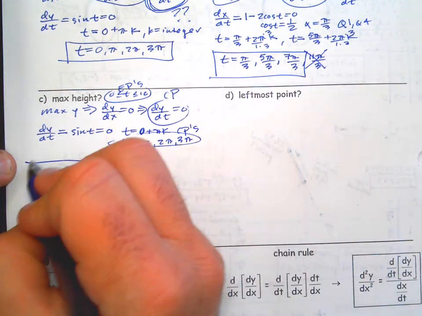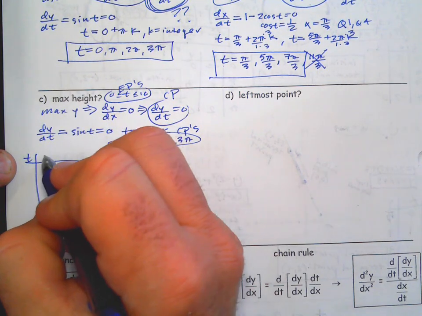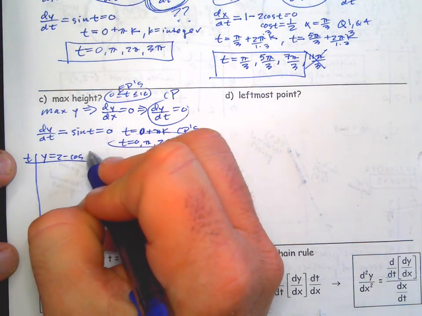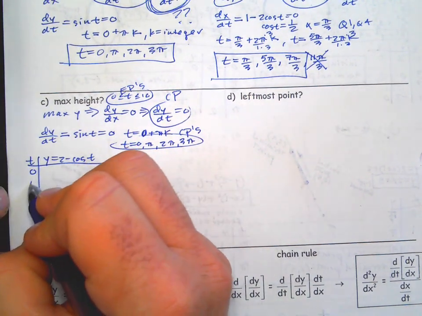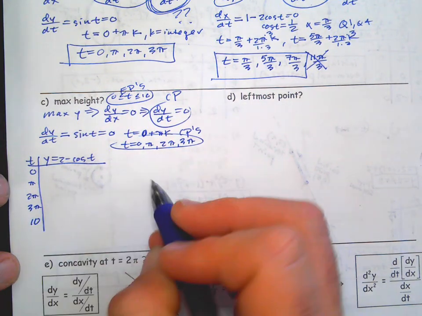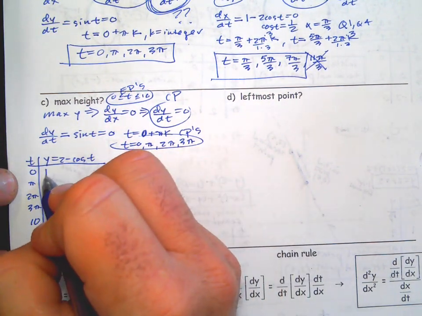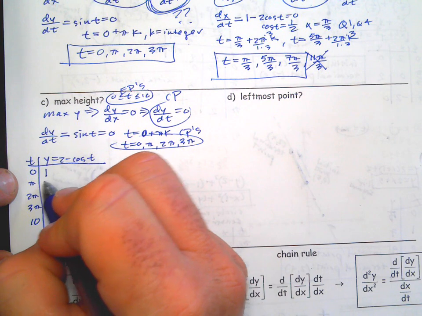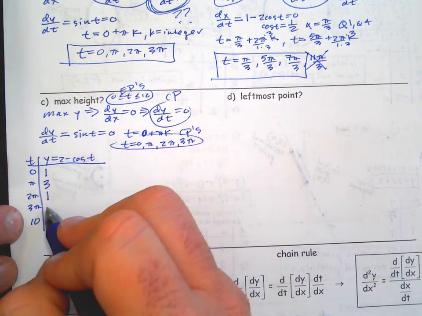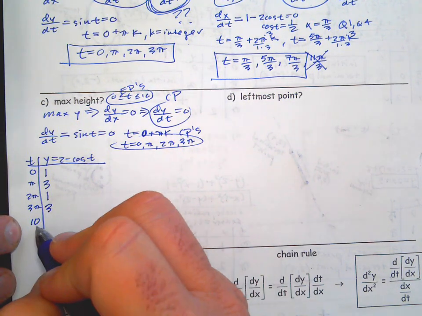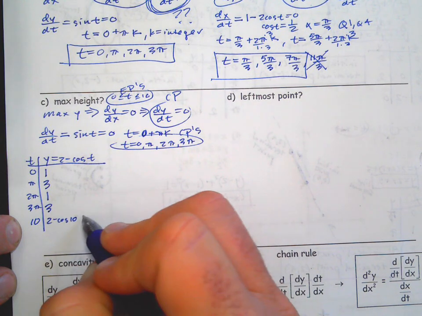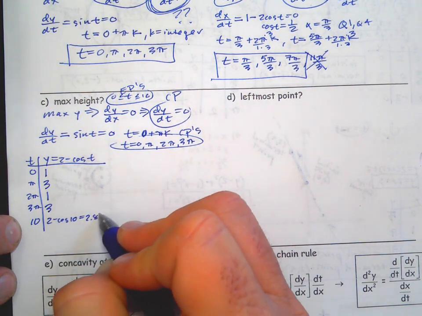So I'd make a table, plug time in, and we're plugging them into the y equation specifically. We just care about the height. We don't really care about the x right now. 0, pi, 2 pi, 3 pi, 10. So we plug 0 in here, you get 1, you plug pi in here, you get 3, plug 2 pi in here, you get 1, you plug 3 pi, you get 3. Plug 10 in, it's not so pretty. 2 minus cosine 10, on my calculator, that is 2.839.